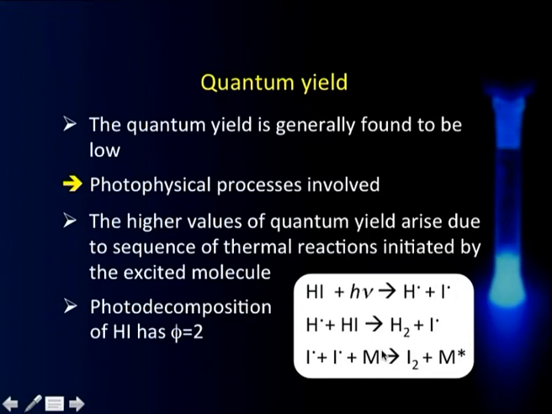In terms of the number of photons absorbed, there is only 1 photon absorbed here and 2 molecules of HI have reacted in this whole process. As a consequence, the quantum yield for this particular reaction happens to be 2. That means 2 molecules of HI are reacting per photon absorbed. That is how we account for a higher quantum efficiency greater than 1. It could be very large also.